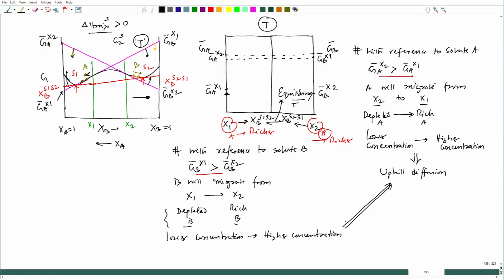So, let me close our discussion. We will continue our discussion and then finally we will try to see the phase rule, and that will be the end of our course. Thank you.